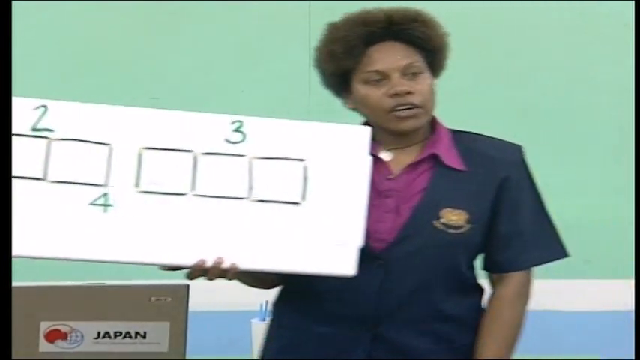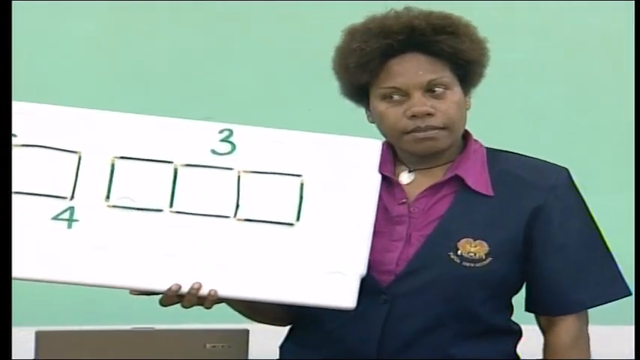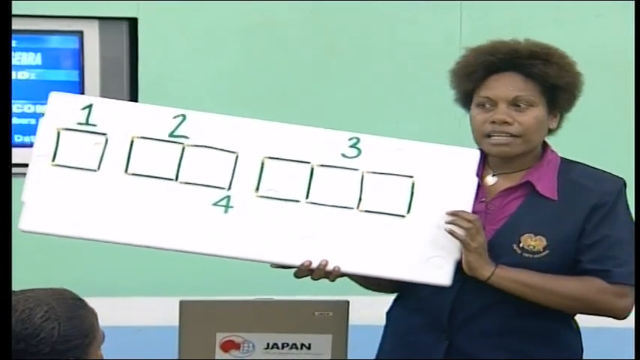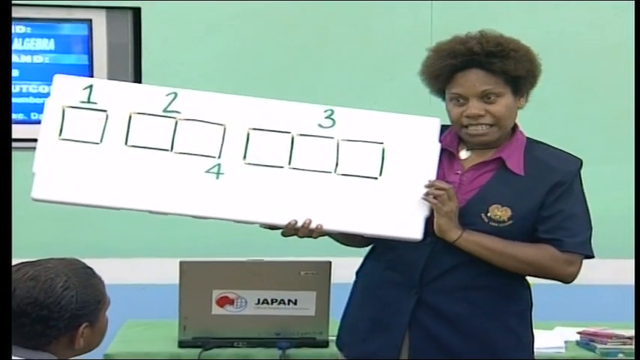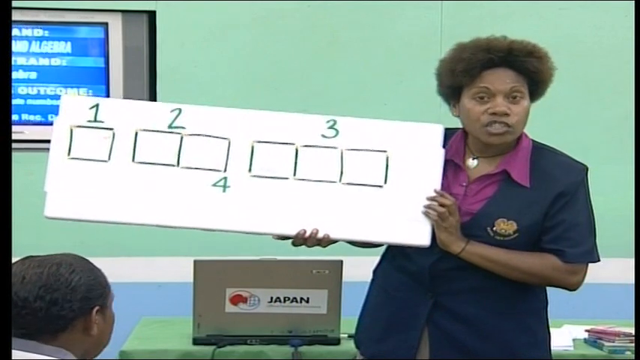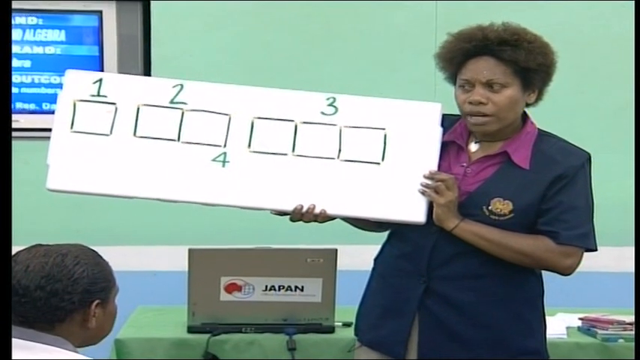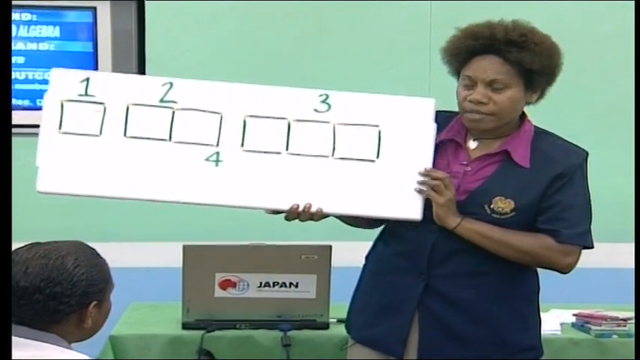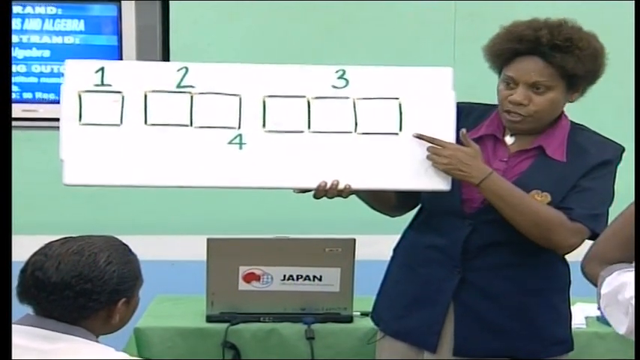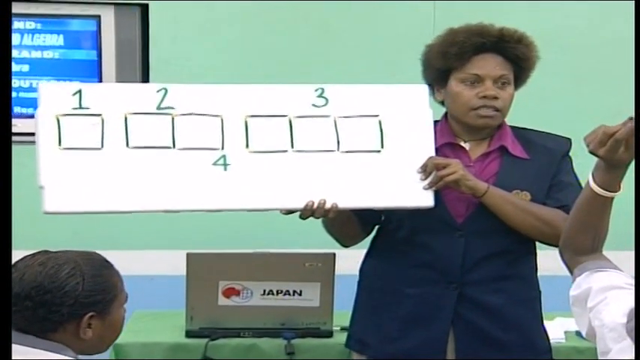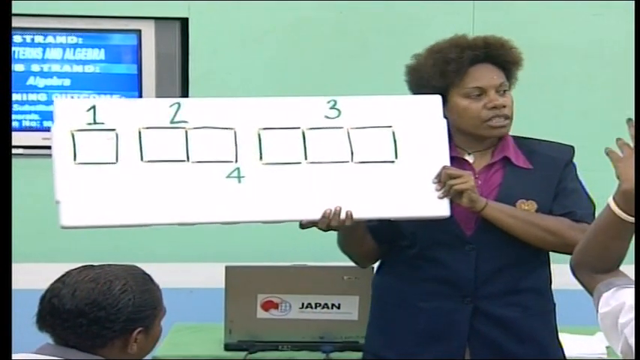All right, John? Starts at one and goes up by one each time. Okay, thank you, John. John says starts with one and goes up by one each time. Is it correct? Yes. Are you sure? You start at one and you go up by one each time. Is that the rule here for this pattern? No. Okay, good try, John.